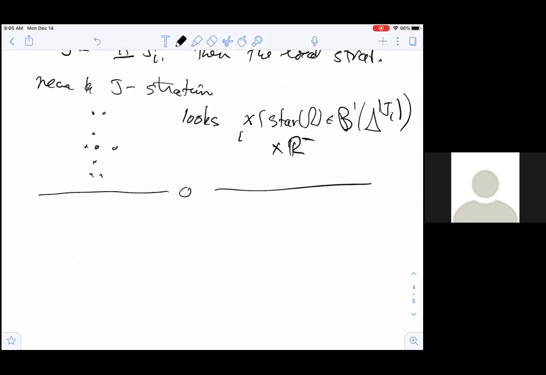Okay, now I want to talk about the nerve of this stratification.